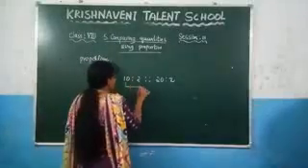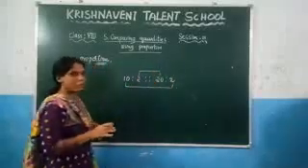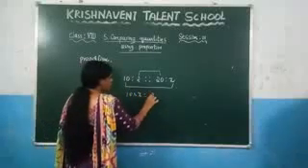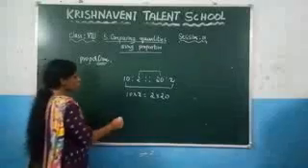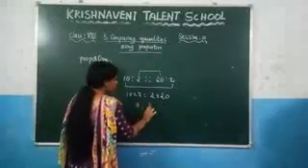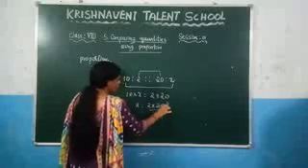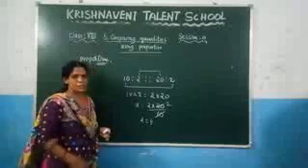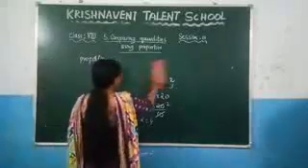So here what are the extremes? These two. And what are the means? These two. So the product of the extremes, which is 10 into x, is equal to 2 into 20. Now you can find the value of x. x is equal to 2 into 20 by 10. 10 twos are 20, so you are getting the x value as 4. This is the proportion. This is about the proportion.